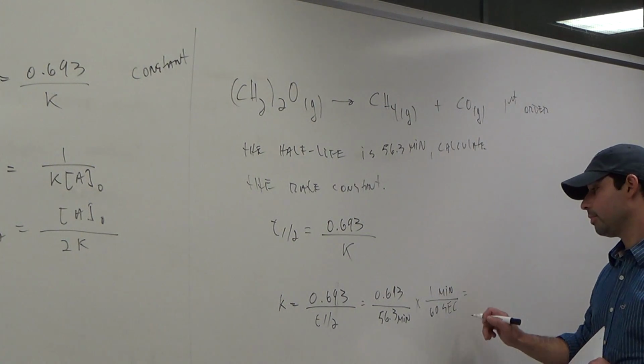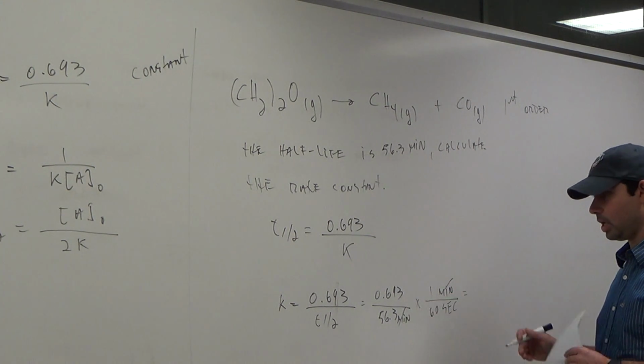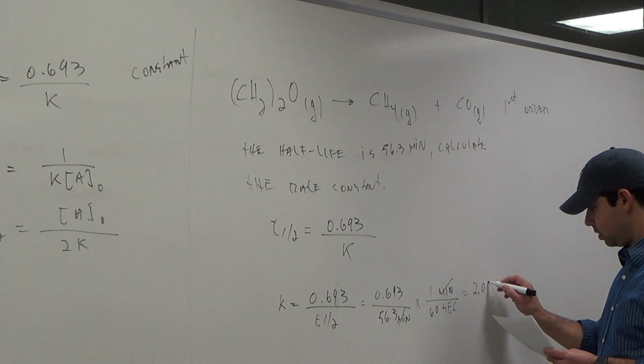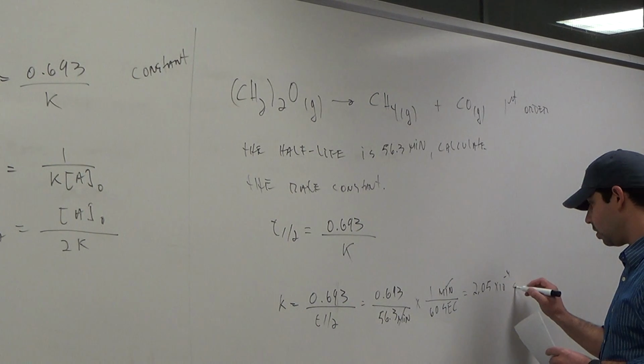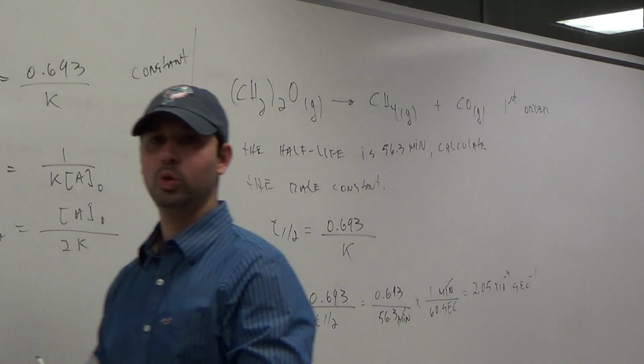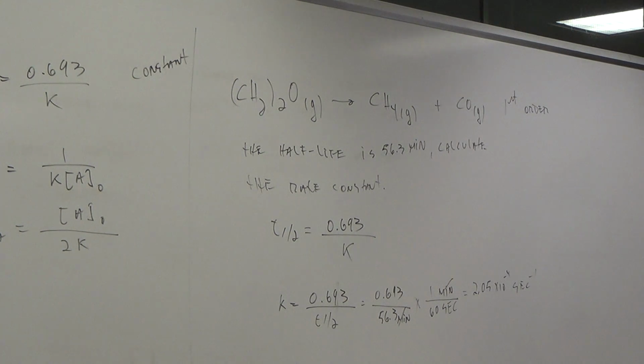All right. So the minutes cancel with the minutes, and the answer is 2.05 times 10 to the minus 4 inverse seconds. Okay? 2.1? I got 2.05. Okay. Whatever it is. I'm not going to debate about it.